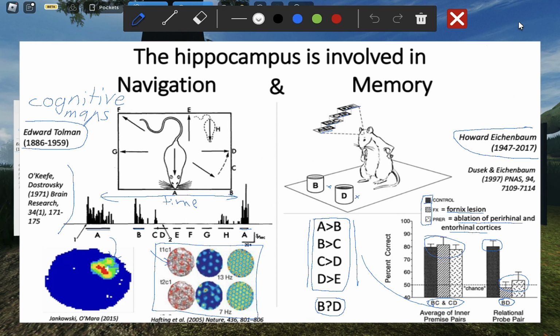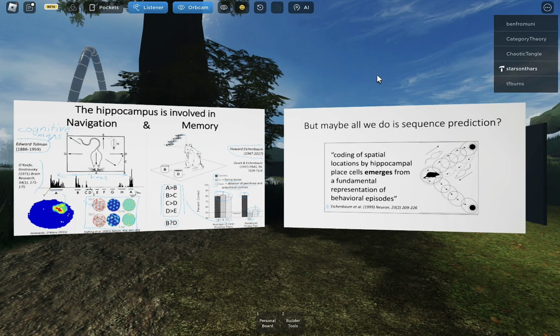I really like this quote, and I think Eichenbaum was quite ahead of his time. This is from 1999, and he said, with colleagues as well, that coding of spatial locations by hippocampal place cells emerges from a fundamental representation of behavioral episodes.